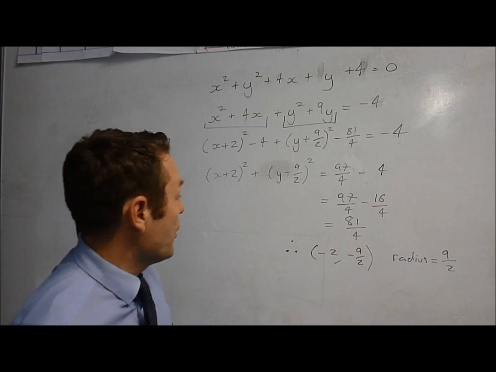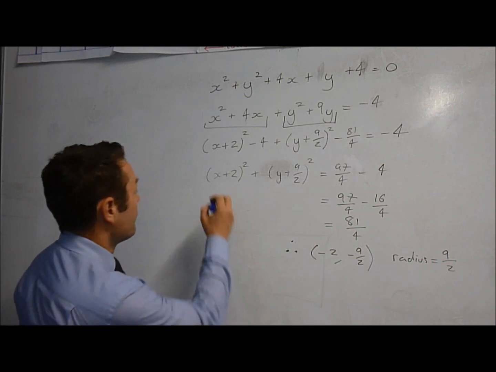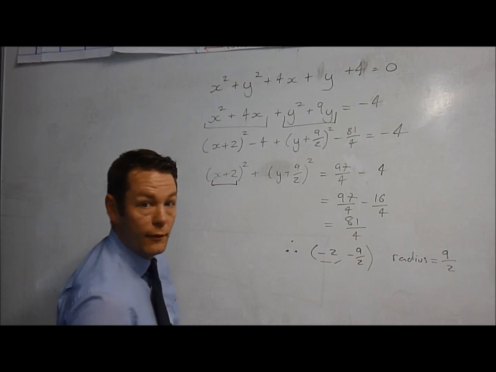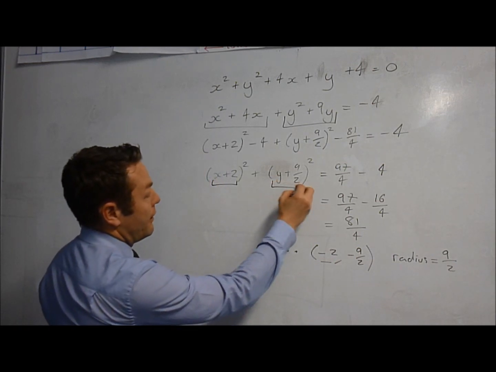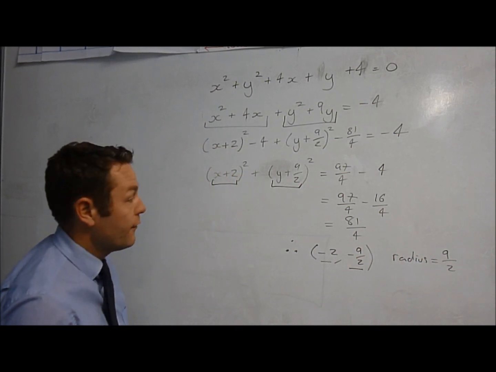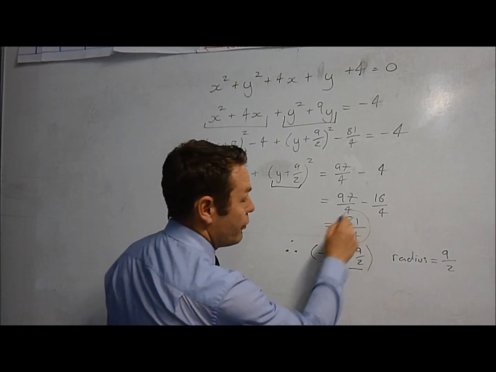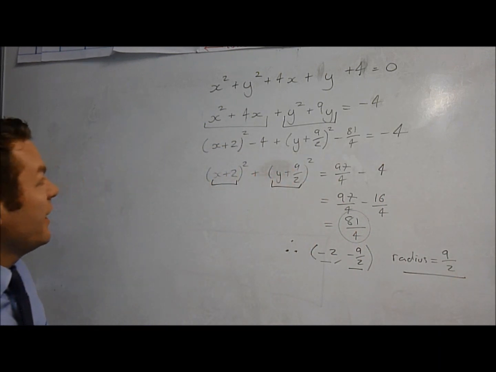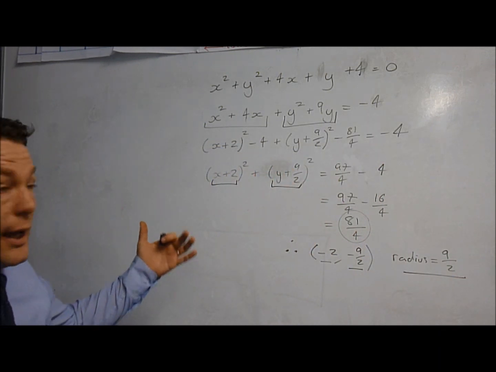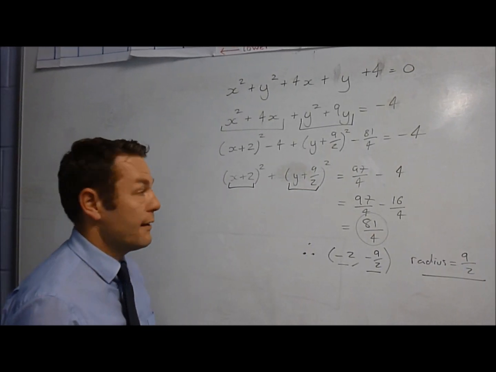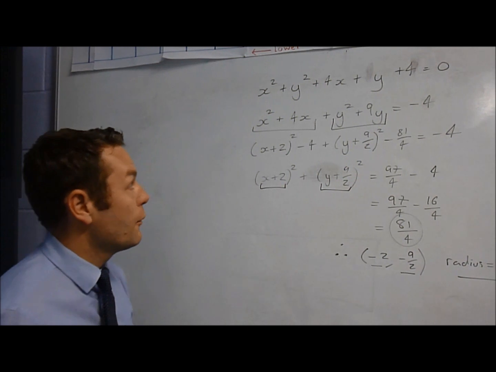Now from this we can pull out the centre and the radius. So that bracket is 0 when x is minus 2, gives us our x coordinate. That bracket is 0 when y is minus 9 over 2, gives us our y coordinate of the centre. And the square root of 81 over 4 gives us our radius. In an exam, as long as you're clear, as long as you're concise, as long as you're careful, again, a nice set of marks to get would turn up quite early in the exam.